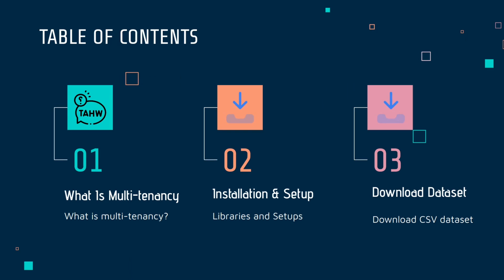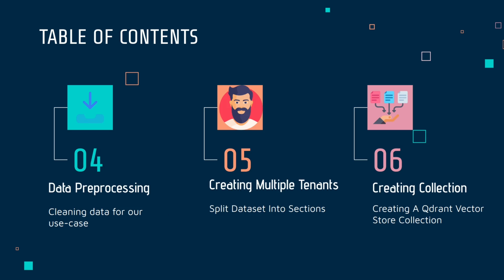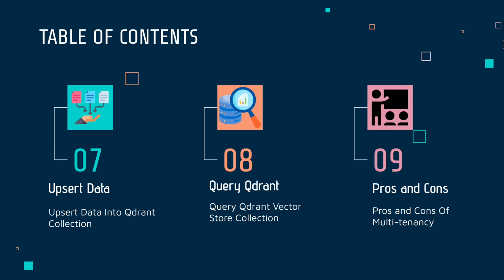So let's get into it and look at the different things that we're going to be covering in this tutorial. We're going to look at what is multi-tenancy. You're going to install all the dependencies that we need to run a Qdrant vector store, and download the data set. I'm going to pre-process the data, create multiple tenants, and you're going to create a collection. Inside of this collection, you're going to have multiple tenants, and they are going to be isolated from one another. That's the whole concept of multi-tenancy. Then you're going to insert data, learn how to query, and at the end talk about the pros and cons of having a multi-tenancy setup within a Qdrant or basically any application.